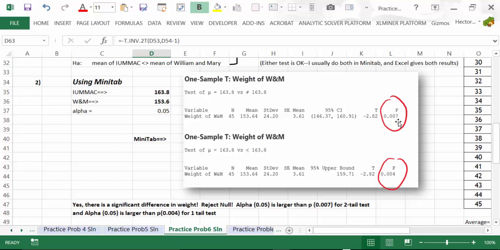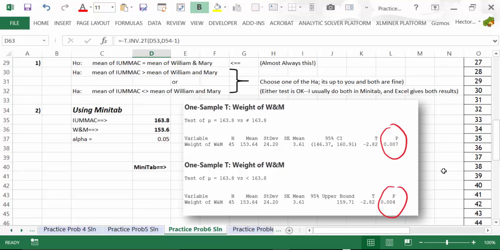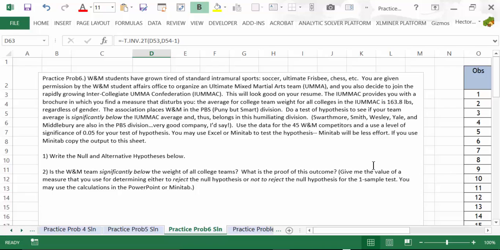If this p-value is smaller than alpha, and clearly it's smaller here in the two-tail test, and this is a two-tail test. Why? Well, because this is an inequality here, and it is also smaller here in the one-tail test, so it is smaller than our alpha, and we can reject on the basis of that. So that's the end of our test of hypothesis problem 6 in module 3.